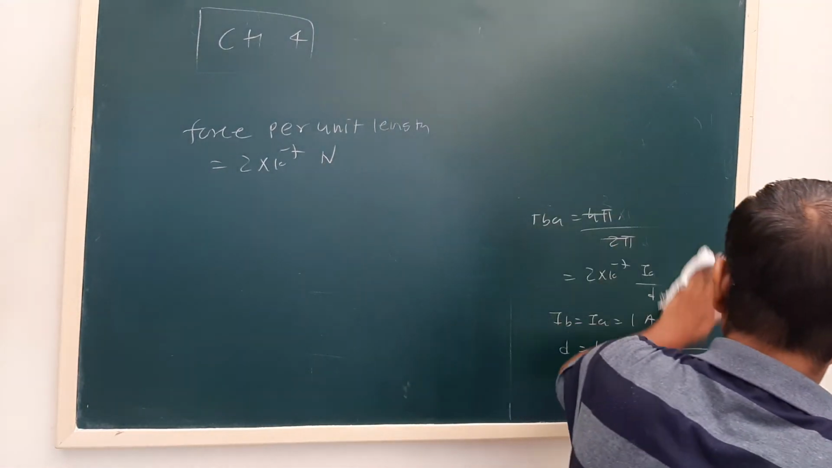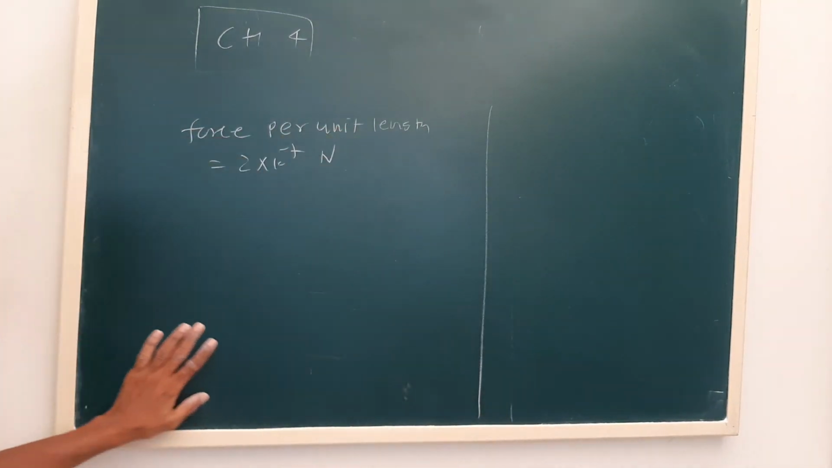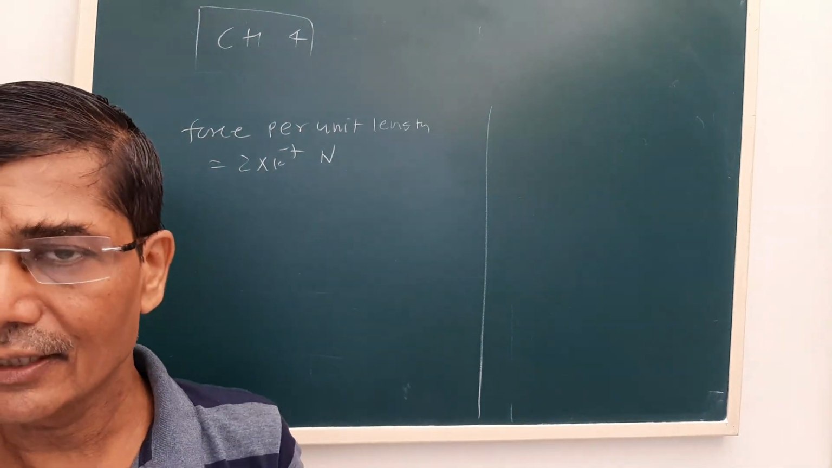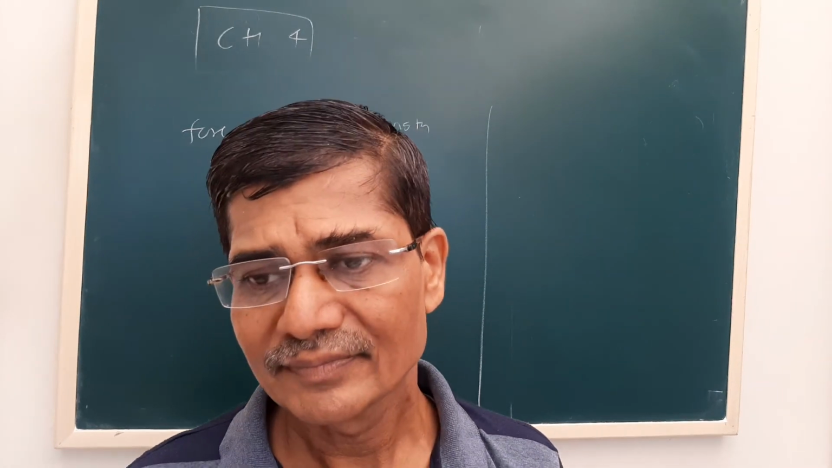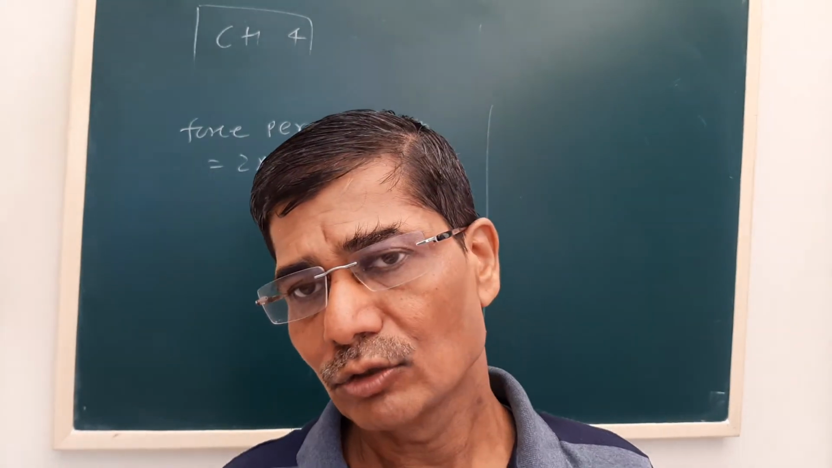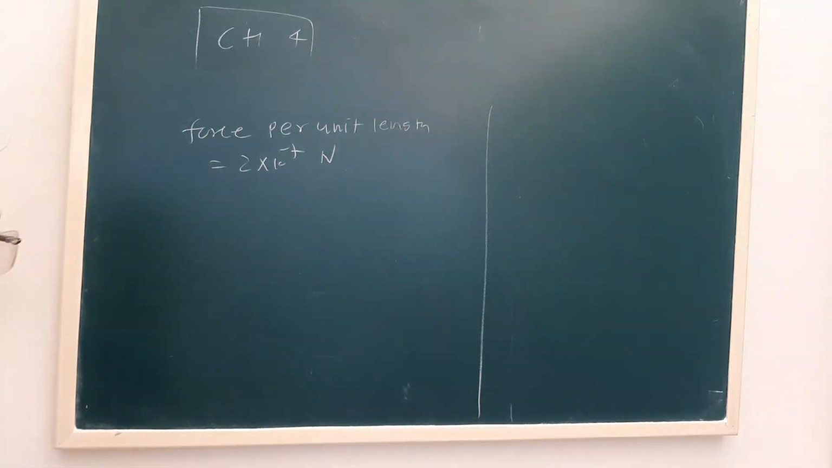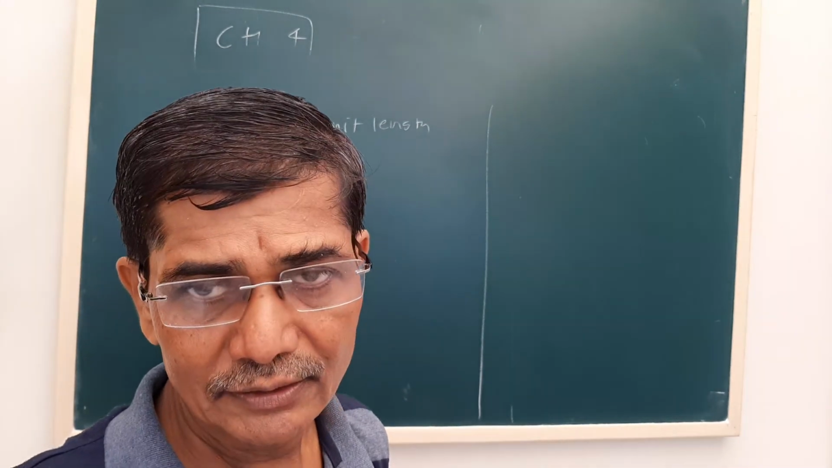So from this we can say that 1 ampere current is that current which, when flowing through two infinitely long current carrying conductors separated by a distance of 1 meter, gives a force per unit length of 2 into 10 to the minus 7 Newton. This is the definition of the ampere, the SI unit of electric current.